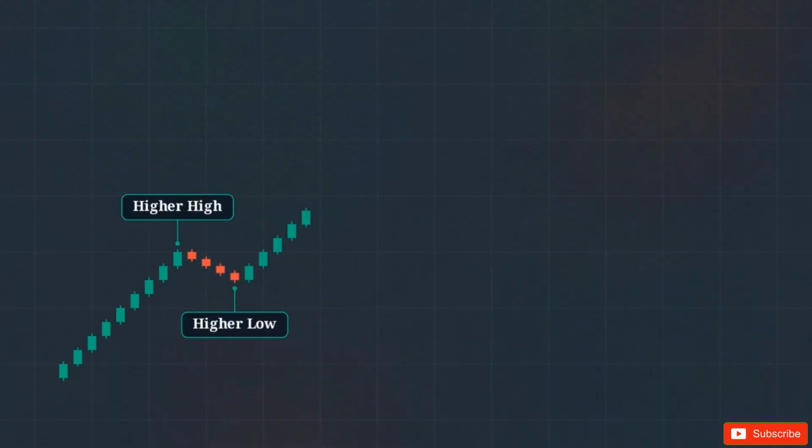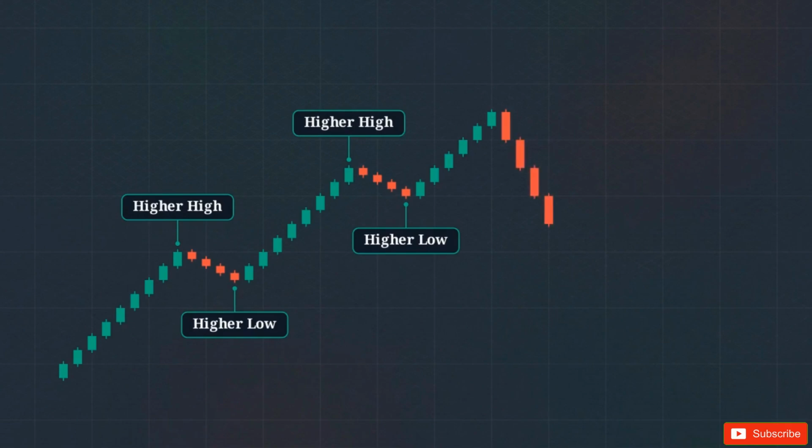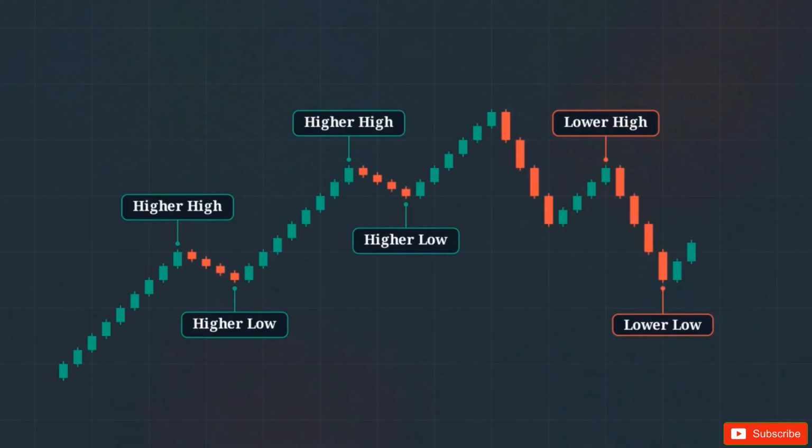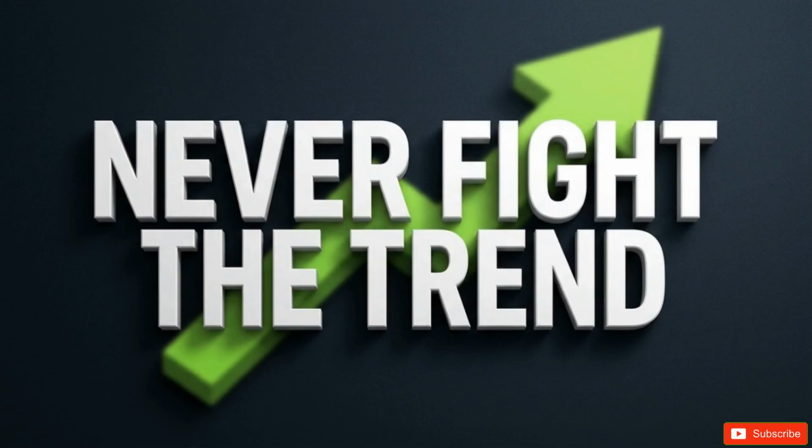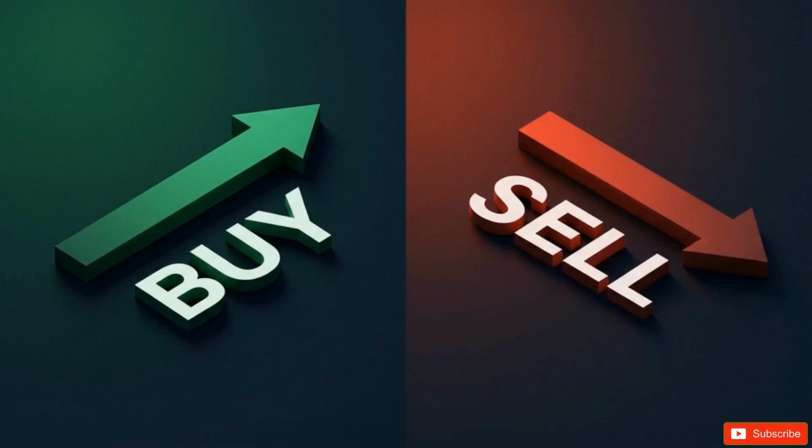Let's start with an uptrend. Notice the distinct staircase formation. As price climbs, it establishes higher highs and higher lows. When momentum shifts downward, the staircase reverses. Sellers drive price into a sequence of lower lows and lower highs. The absolute baseline rule of trading is that you never fight the dominant direction. You buy in an uptrend and you sell in a downtrend.